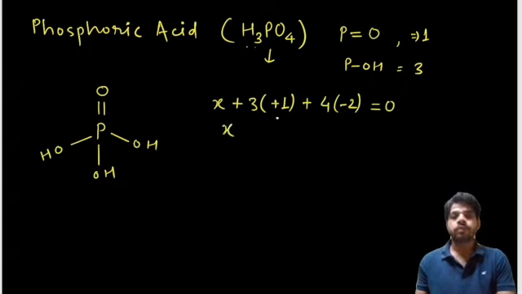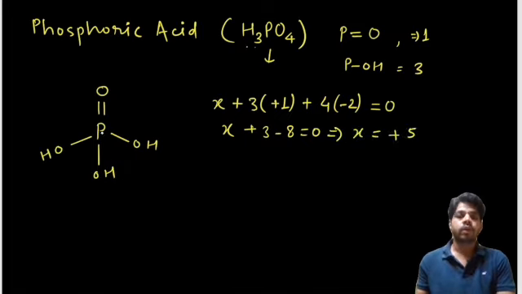Now solving this, we get plus 3 and minus 8. Here plus 3 and here minus 8, equal to 0, which will give us the value of X, that becomes plus 5. So we have got the oxidation state of phosphorus, that is plus 5, right?